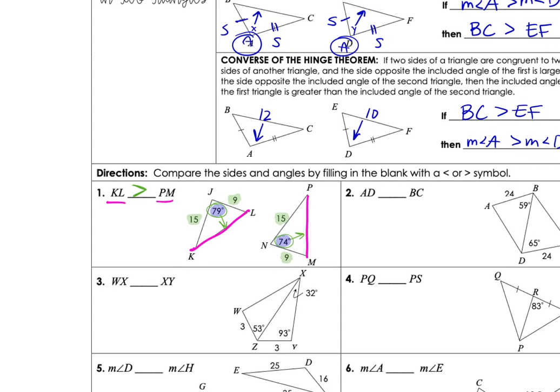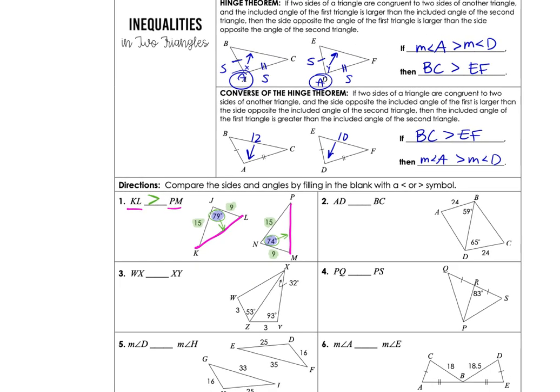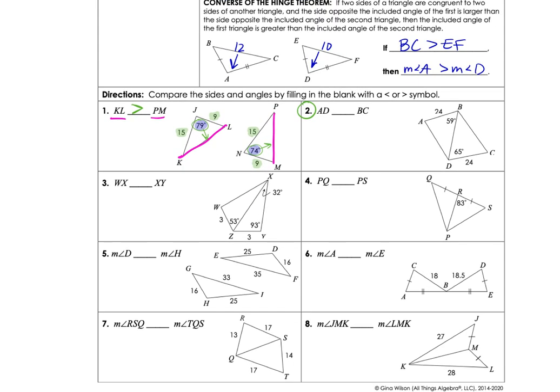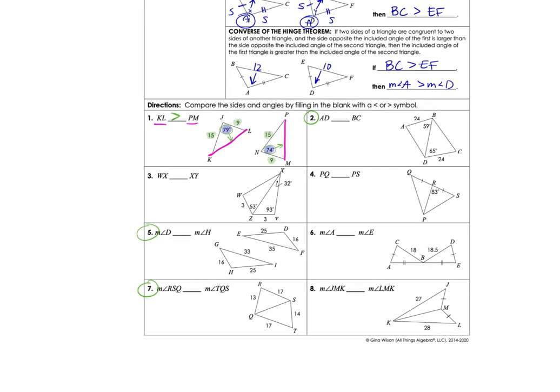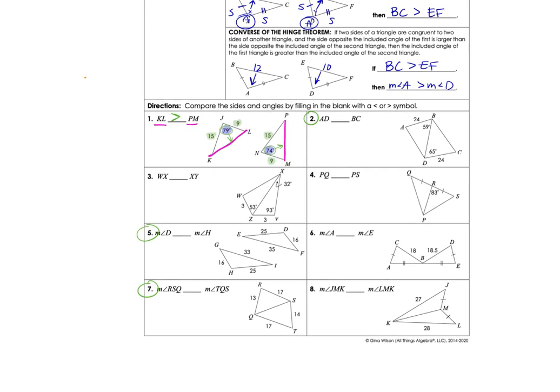Okay, so I want you to see if you can figure out number 2 and number 5 and number 7, either on your own or chat it up with someone nearby you, and then we'll be done. Just a refresher, because I'm going to call on some names here. If your symbol went like this, that means greater than, right? If your symbol went like this, that means less than. Okay.